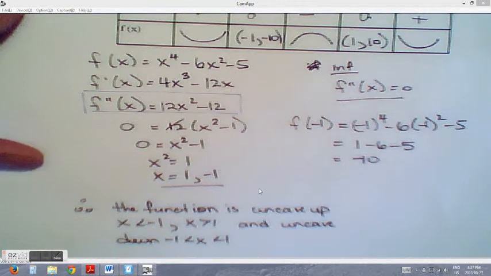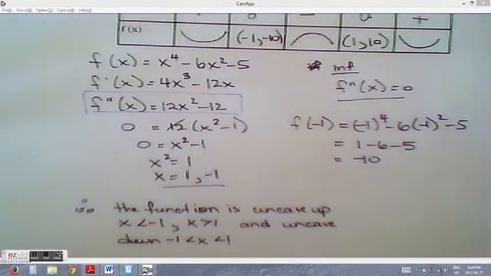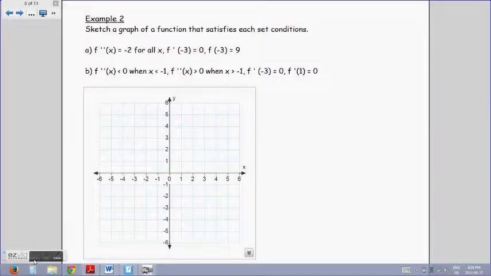So finally, what we want to do is to write a therefore statement. Okay, and here I have it down below. Here I've already written it down. So therefore, the function is concave up when x is smaller than -1, when x is greater than 1, and concave down when x is in between -1 and 1. And that would be complete.